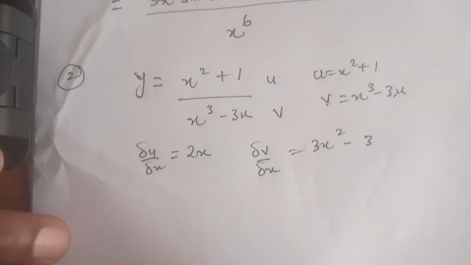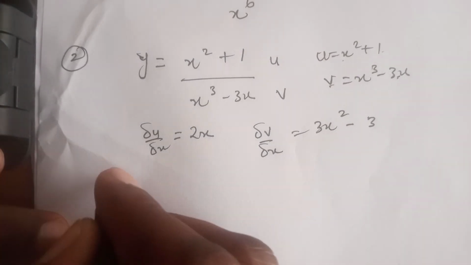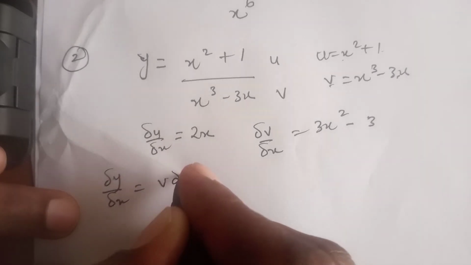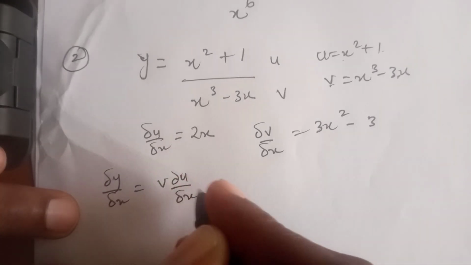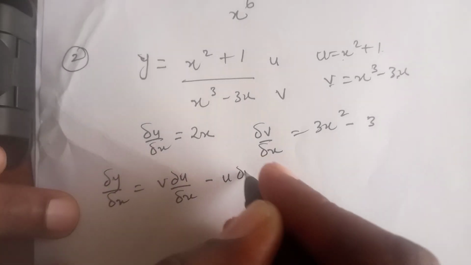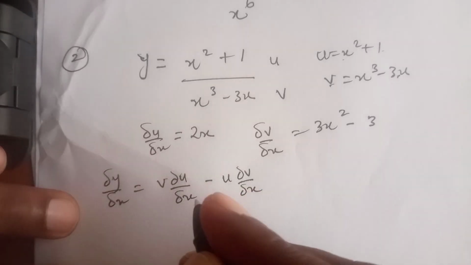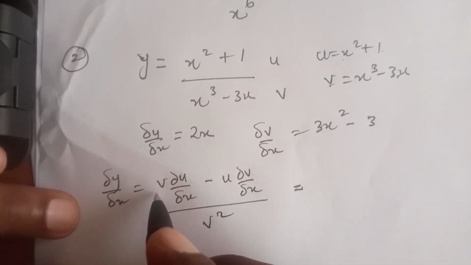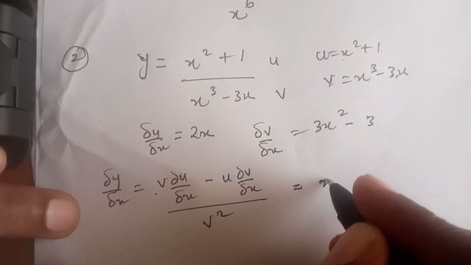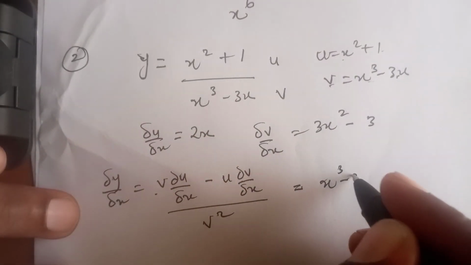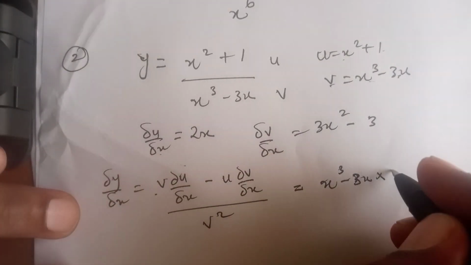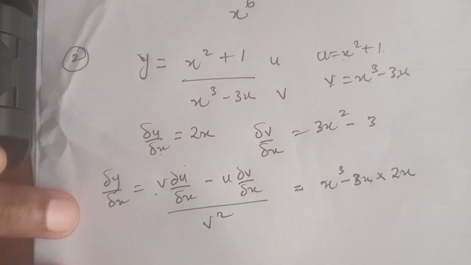So we just substitute all the values back. But yeah, let's write the formula again. dy/dx equals (v du/dx minus u dv/dx) over v squared. So everything else is going to be out. So what is v? My v is x cubed minus 3x, times du/dx. du/dx is 2x.